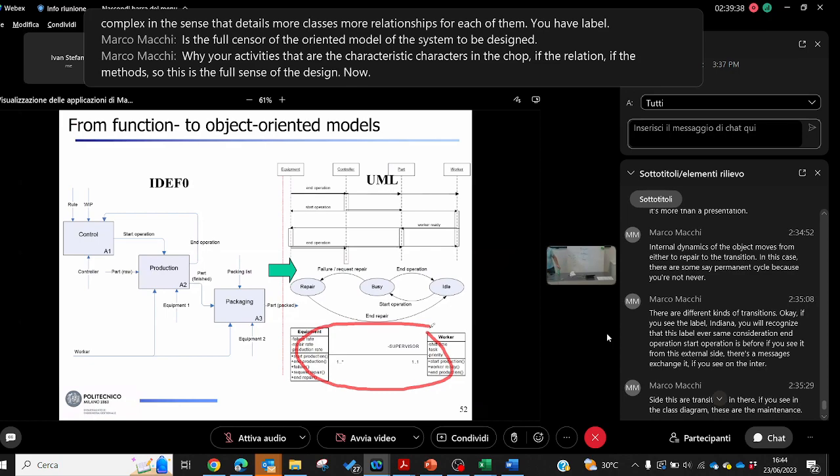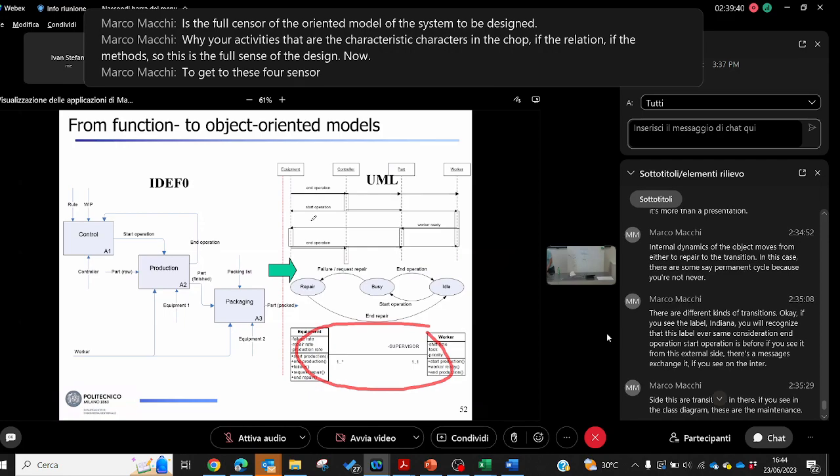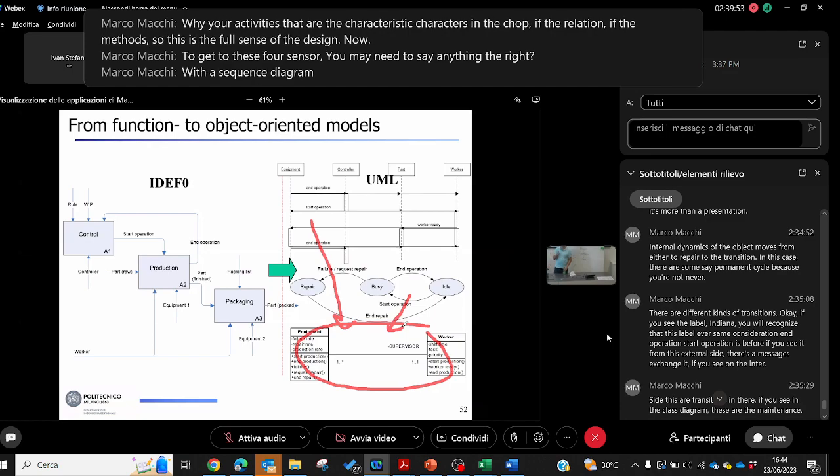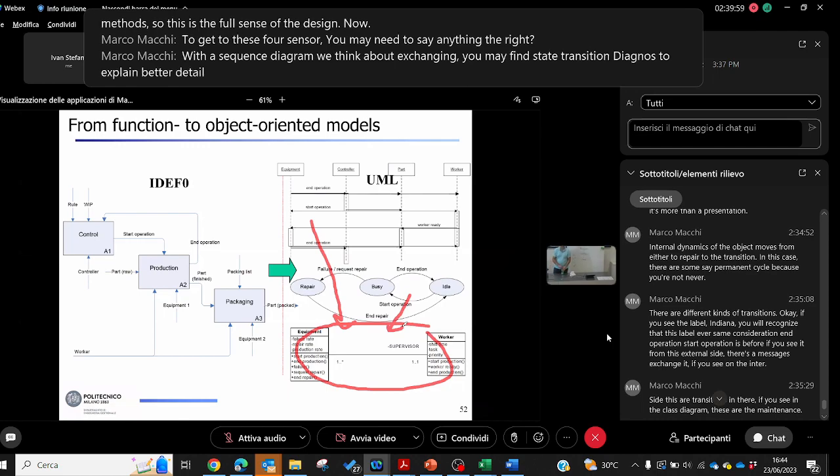To get to this full sense, you may need to elicit the right information from the dynamics. That's the idea. To build up a sequence diagram, you think about the exchanges that are done. You may find state transition diagrams to explain better the internal behavior. This gives you input for fulfilling the task.